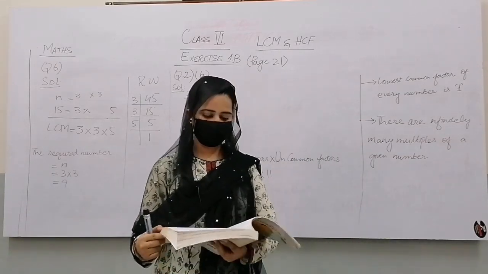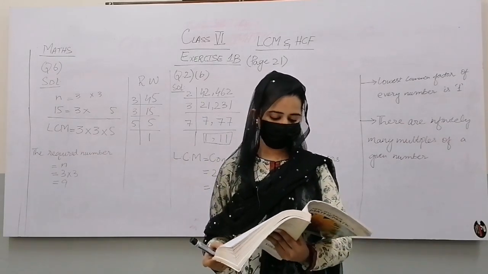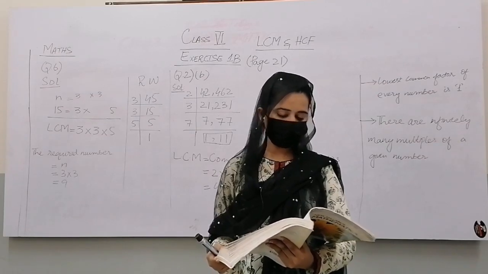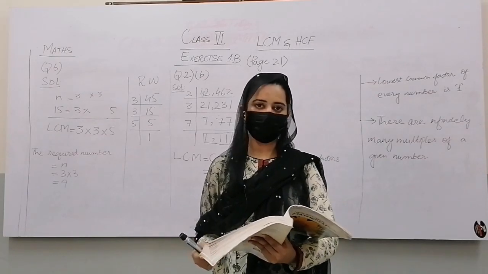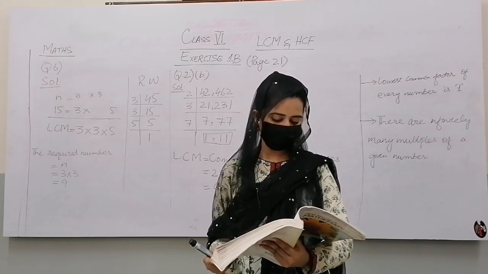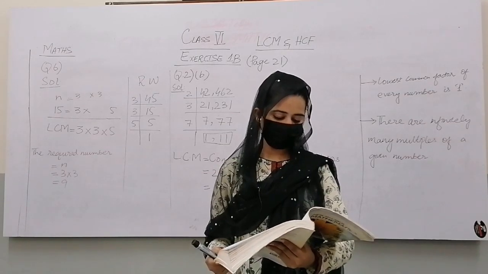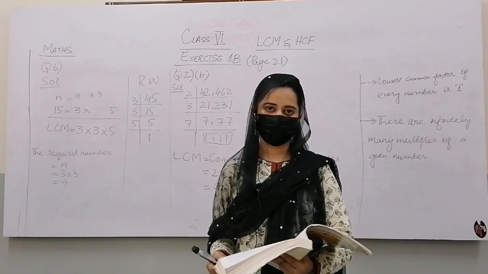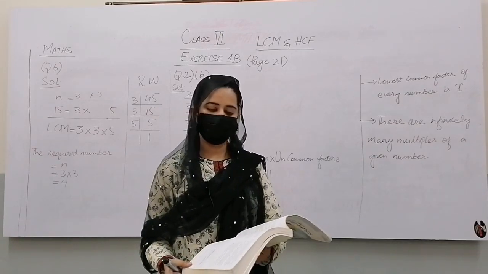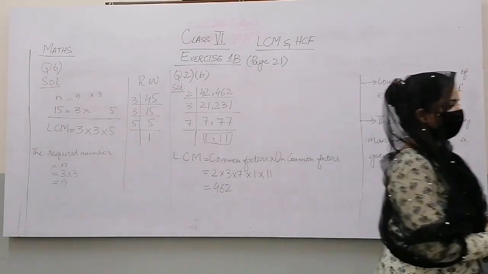Question number 7. Hoxian needs to pack 171 pens, 63 pencils and 27 razors into identical gift bags so that each item is equally distributed among the gift bags. Find the largest number of gift bags that can be packed. Largest number of gift bags, it means you have to find out HCF. I'll do that for you.